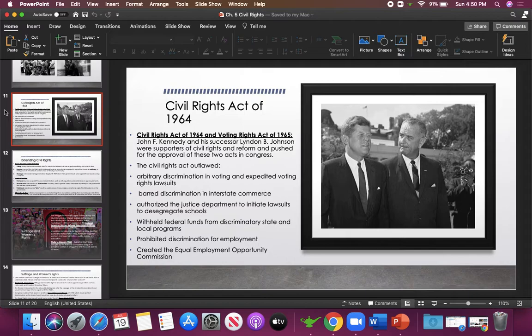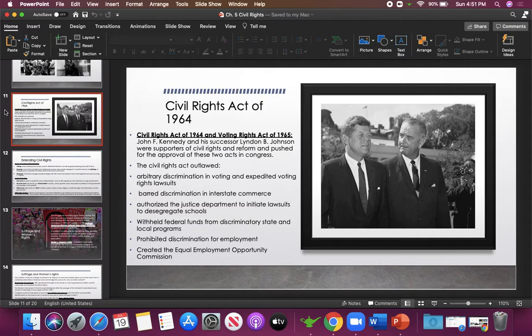Withheld federal funds from discriminatory state and local programs. So remember, in federalism, we talked about how the states take grant money from the federal government, and most states rely on this money pretty heavily. In the state of Texas, federal grant money makes up one third of our budget. So it is a very significant amount of money. And so now Lyndon Johnson authorizes the federal government to withhold grant money from the states if they do not comply with civil rights legislation. And this is probably the most important part of these two pieces of legislation, that now there is an enforcement mechanism for the federal government to make the states comply with civil rights bills.